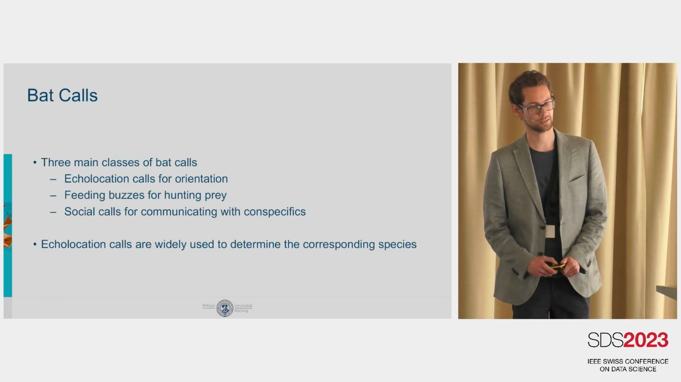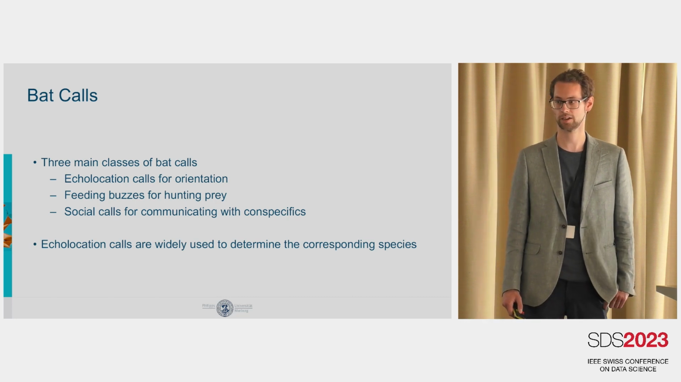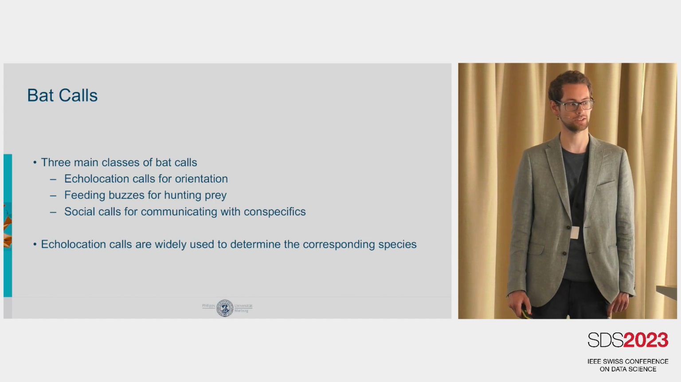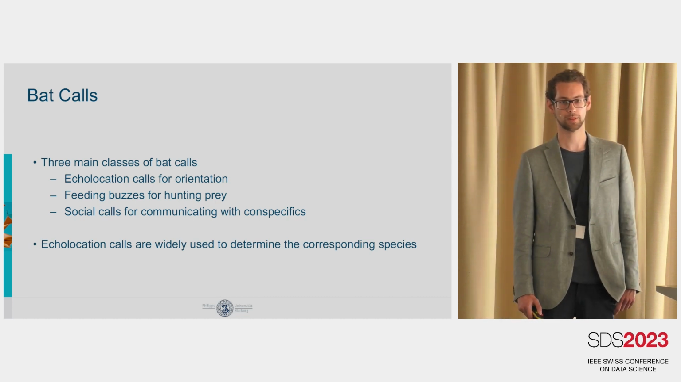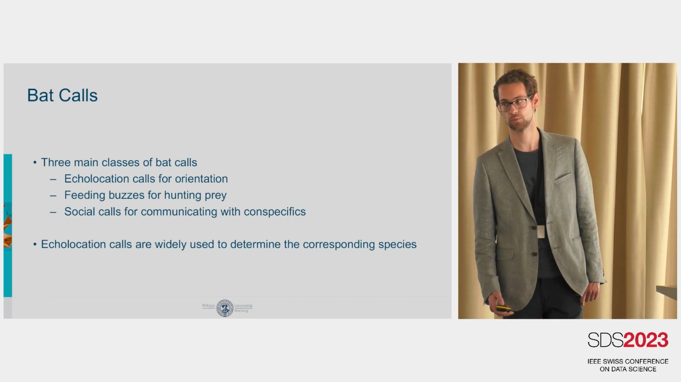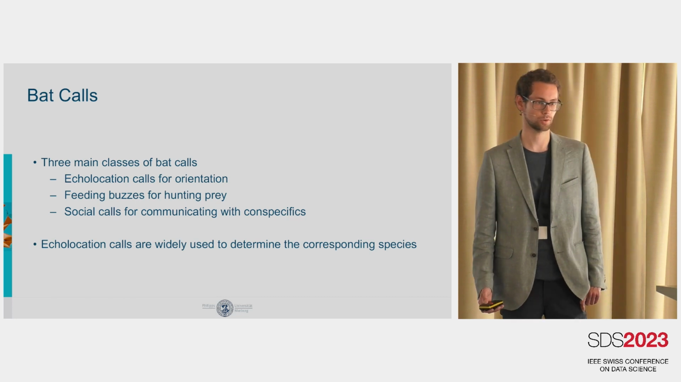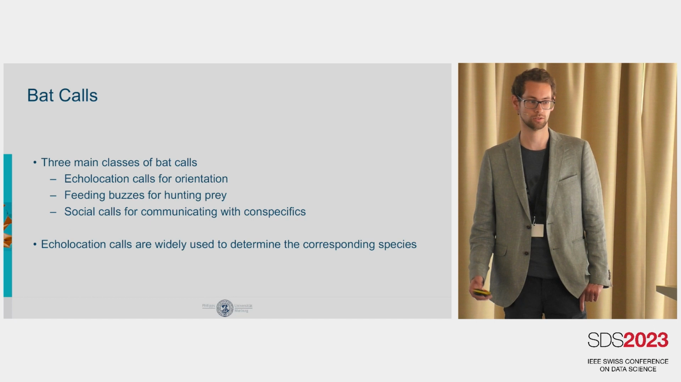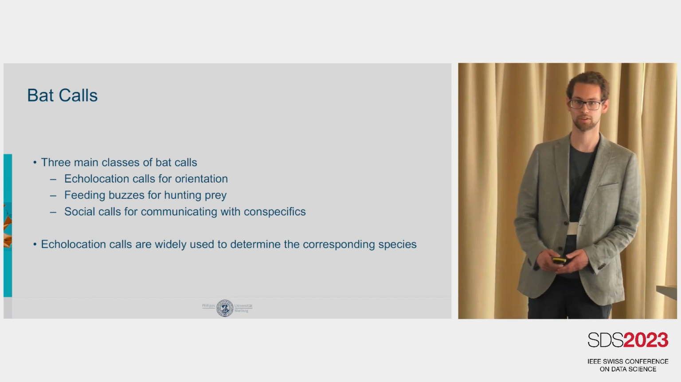In general, bat calls can be divided into three main classes: echolocation calls that are used for orientation during flight, feeding buzzes, which are needed for hunting, and social calls for communicating with one another. And for the species recognition, mostly echolocation calls are used, especially because they are by far the most frequent calls.